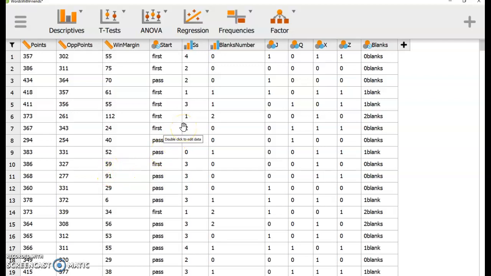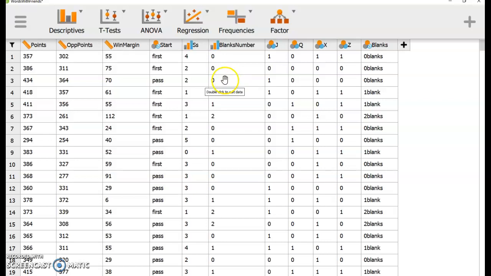Okay, we want to run an ANOVA here with our outcome being the win margin. In other words, how much does a player win by? Just take a real quick look there. The first row, 357 versus 302. So player 1 here won by 55 points, 357 minus 302. So that win margin, how much the winner wins by, is what we're interested in analyzing, and we want to see how much that corresponds with the number of blanks, these wild tiles that can be used as any letters.